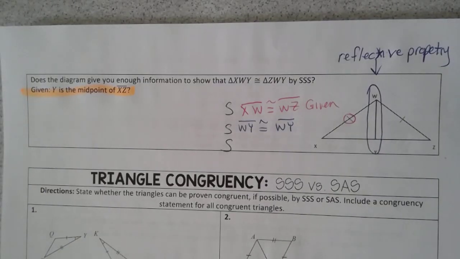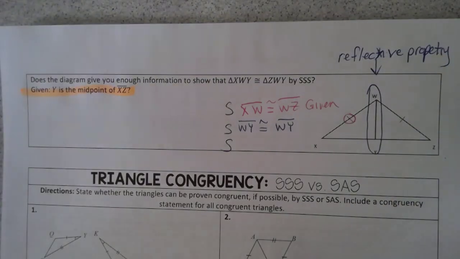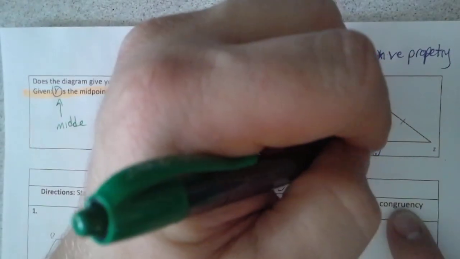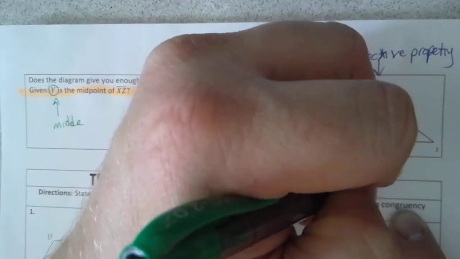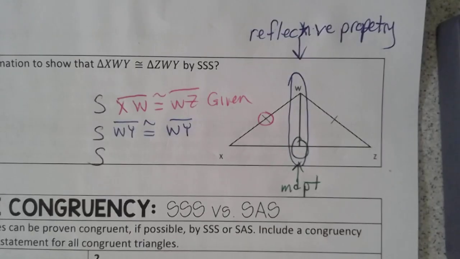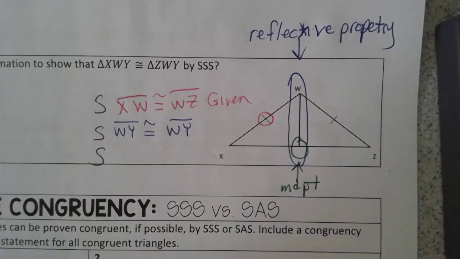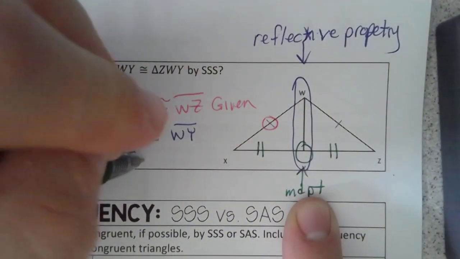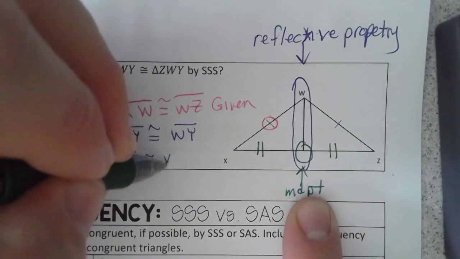So again, going back to what definitions mean. John, what does it mean to be the midpoint? It's in the middle of the line. So this letter is in the middle, right? So this right here is the midpoint. So if that's the midpoint, John, what 2 sides are exactly the same? X and Y, Y and Z. X, Y, and Y, Z. So side XY is congruent to side YZ.